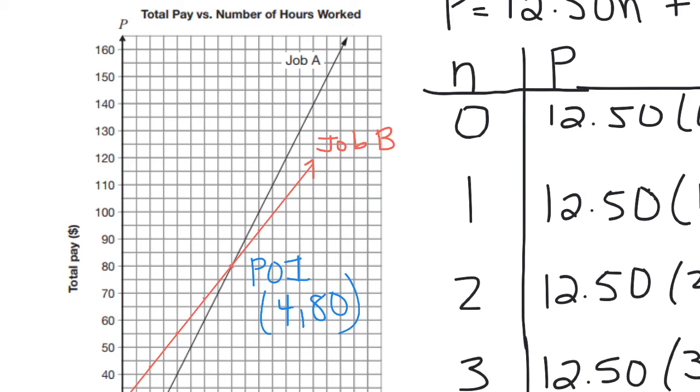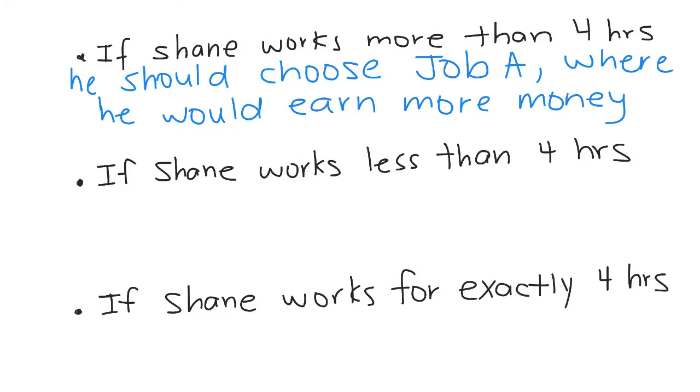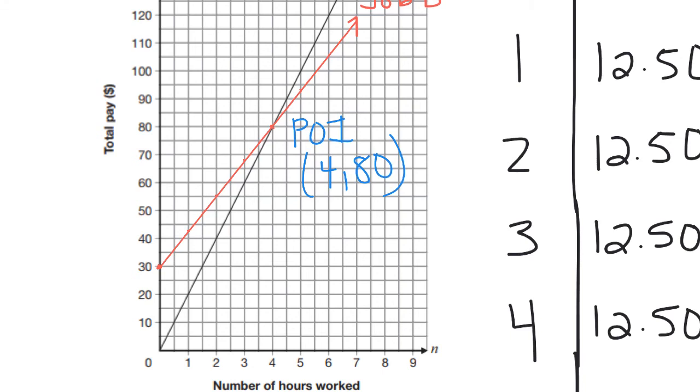So if he were to work for more than 4 hours, job A would be the better option. So if we go back to our conditions, I've written in my answer. If Shane works more than 4 hours, he should choose job A, where he would earn more money. Now let's take a look at our second condition.